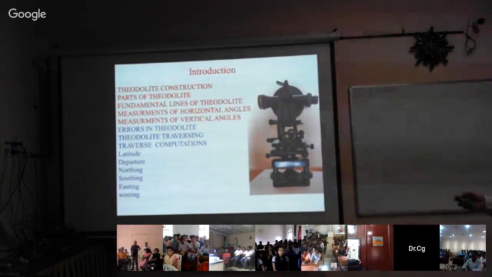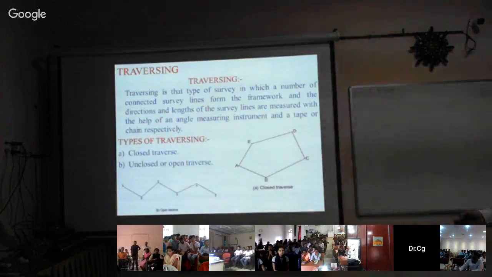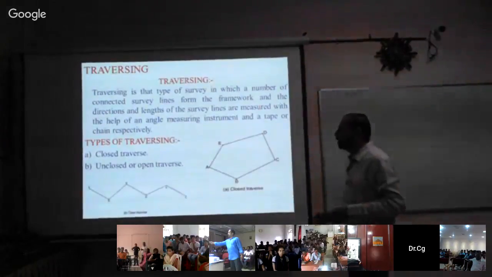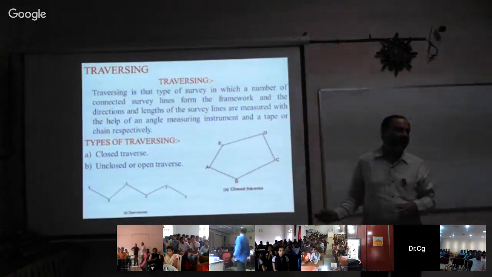Now see, we have elaborately discussed this in the previous class. Again, just to recall, now see the traversing. There are two types of traversing. One is closed traversing, the other one is open or unclosed traversing.